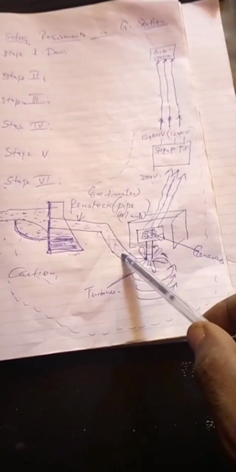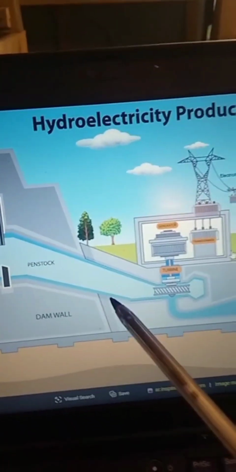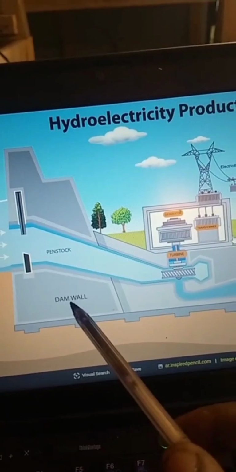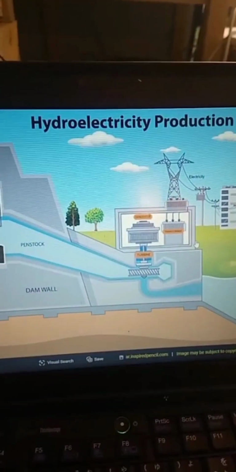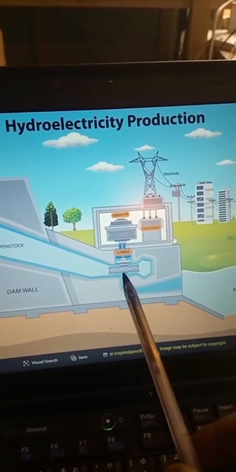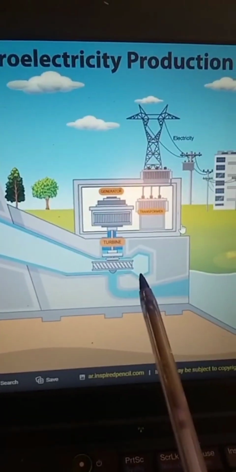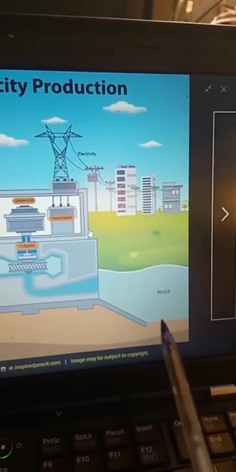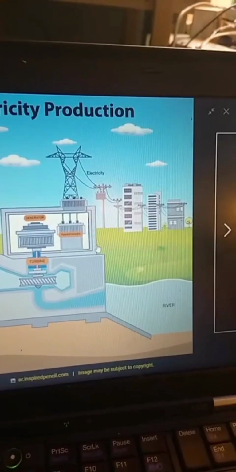It's called a penstock. This penstock is what directs water to the turbines. Now you can see here this penstock comes down a wall, a very firm wall that cannot be broken by this water here. So what happens, this water comes to the propeller here, and after that it is released back to the river to continue with the flow of water.